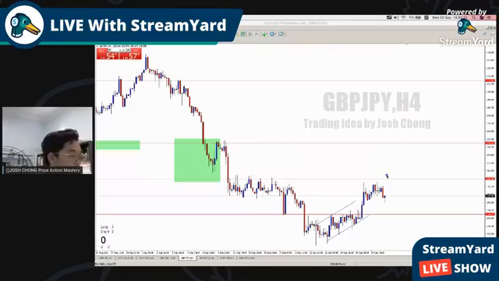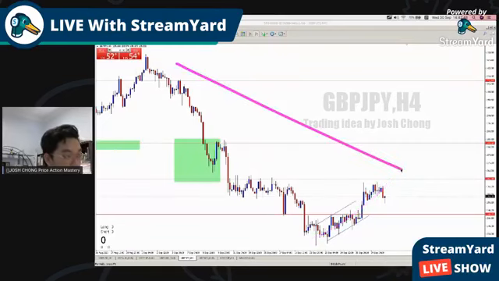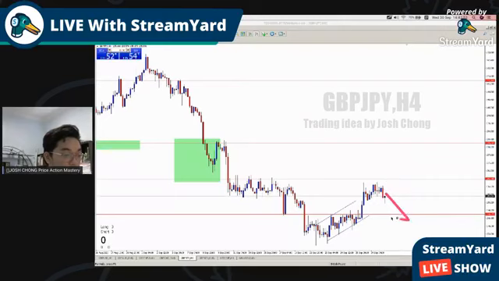So basically, currently buyer is still in control. Buyer can control up to this level and seller bring it down. In H4 it is still an uptrend, but if we look in bigger time frame, it's surely down. So later I'm expecting the market to drop. Expecting a drop in this trade.